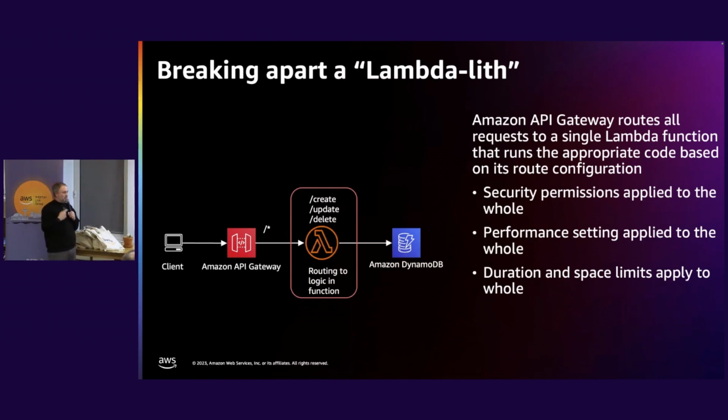And this is what customers tend to do because they build something that works in Lambda, then they need to access it, so they put API gateway in front of it. And before you know it, you've got yourself into a difficult situation here because what you have is a Lambda function that's allowed to do lots of different things on your database, regardless of which one of those things it needs to do.